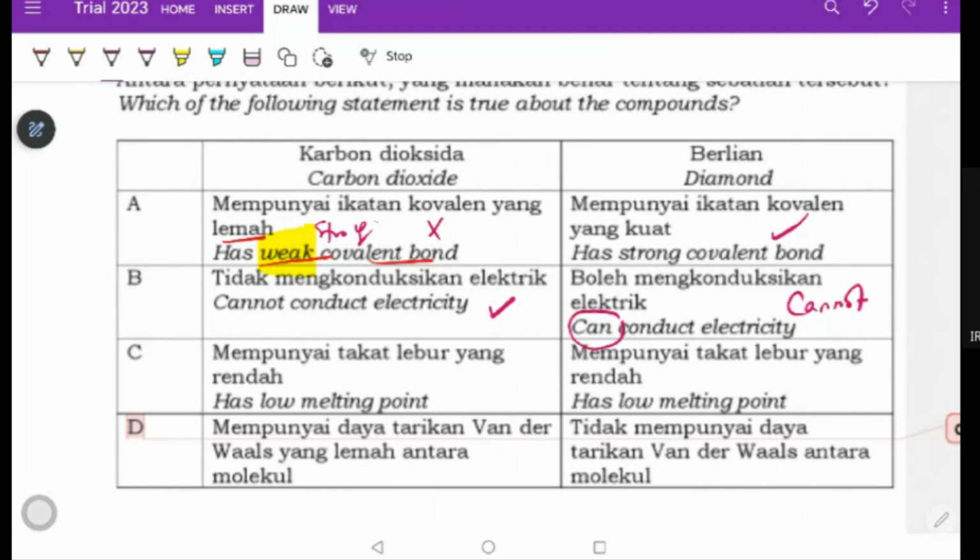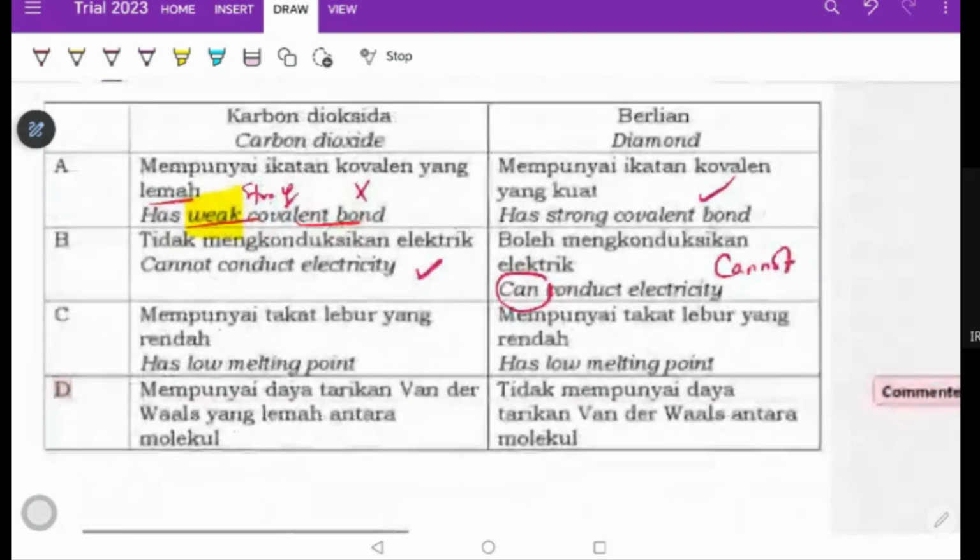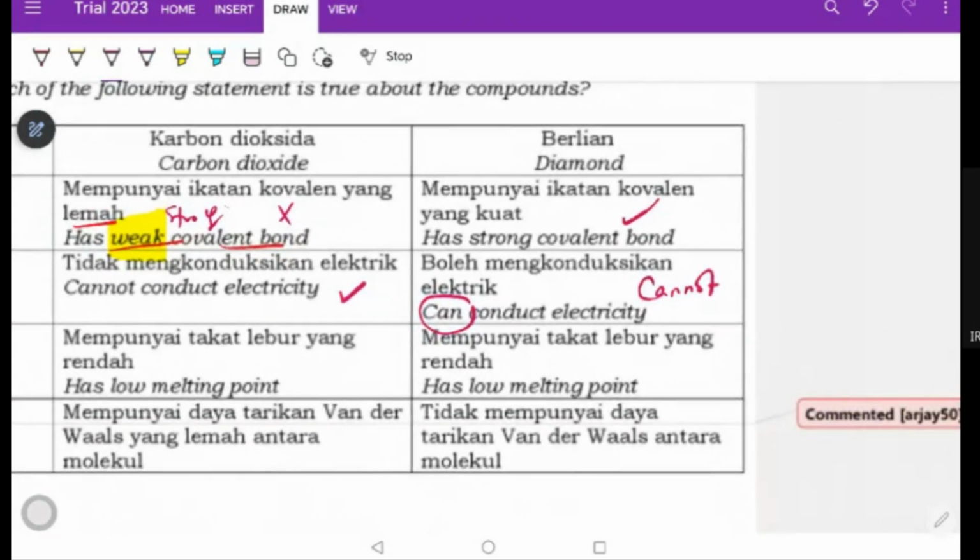Why can it not conduct electricity? Class, can anyone give feedback? Why can it not conduct electricity? There is a standard answer, as long as you see this. What is the standard answer? Anyone know?